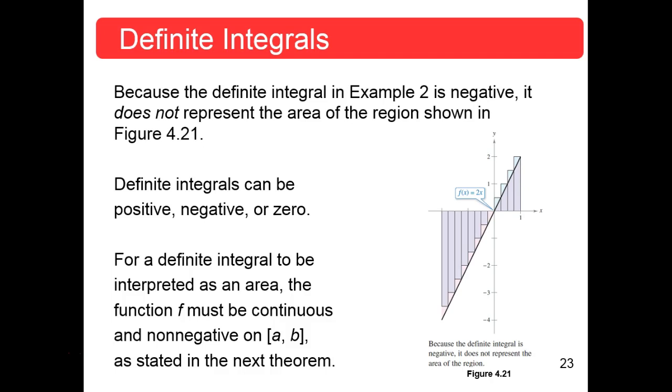Definite integrals can be positive, they can be negative, or they can be 0. They don't have to represent an area, especially if the function is below the x-axis. For a definite integral to be interpreted as an area, the function f must be continuous and non-negative on the interval a to b. If it goes negative, it's no longer an area. It's a difference in two areas. It's stated in the next theorem, and here's the next theorem.